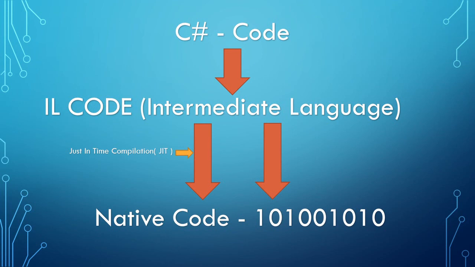So, with this architecture you can write the application using C# and you don't have to worry about compiling that into native code for different machines, as long as the machine has the CLR.